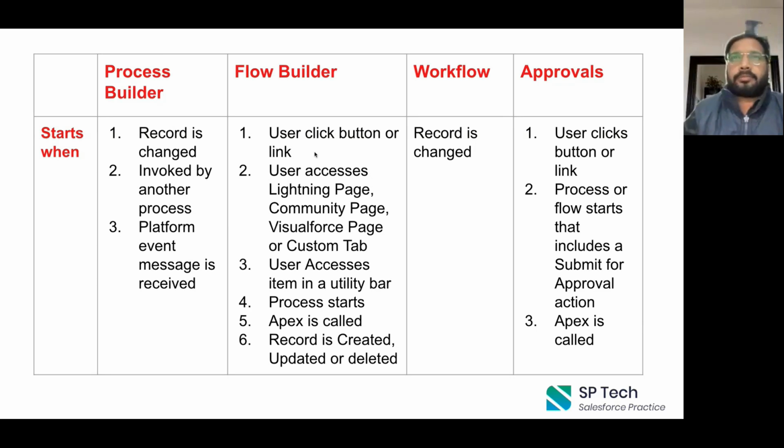Second is Flow Builder. Whenever you are creating a flow, it can launch through a button click. Like if you have created a screen flow and connected it with a button, then if you click on the button, you can launch that particular flow. Then you can access a flow through a Lightning page, community page, Visualforce page, or custom tab. Again, that flow should be a screen flow. Then you can place your flow in the utility bar as well. The utility bar is available at the bottom of your application.